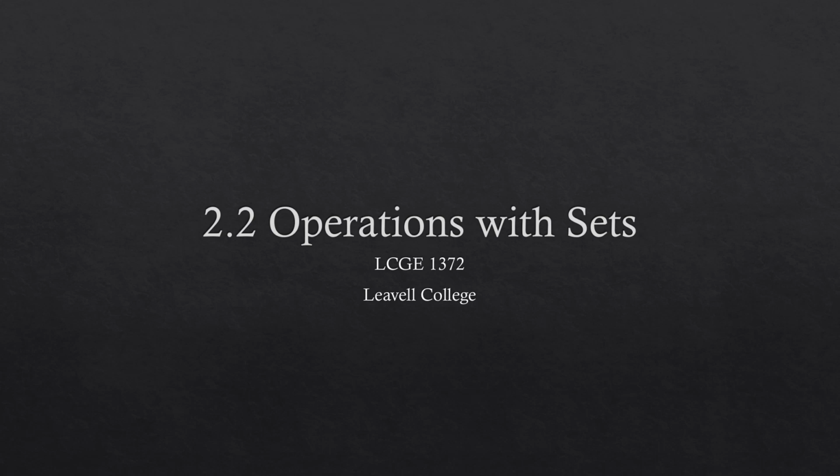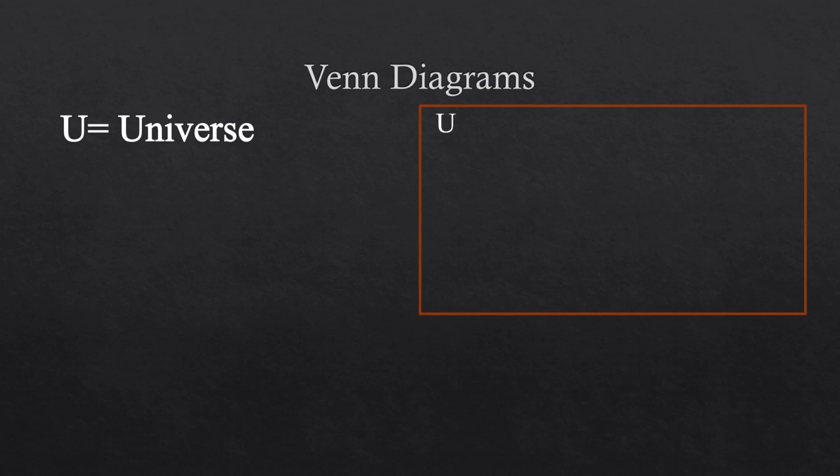Let's take a look at section 2.2. In section 2.1, we were introduced to the idea of working with sets. And in section 2.2, we're actually going to look at different operations with sets. We're going to start out by looking at Venn diagrams. This is an easy way to help us visualize operations with sets.